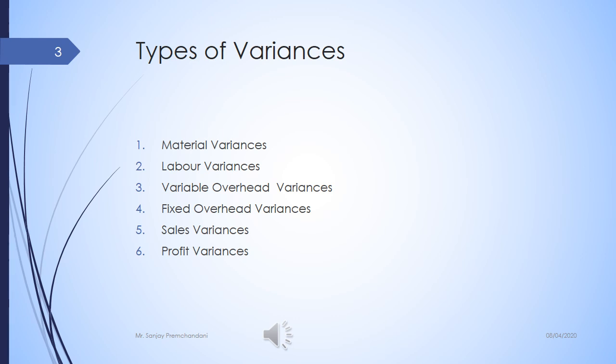Types of variances. First, material variances. Second, labor variances. Third, variable overhead variances. Fourth is fixed overhead variances. Fifth, sales variances. Sixth is profit variances. We will cover only two variances. The first is material variances and the second is labor variances, because both of these are included in the TY BCom syllabus.